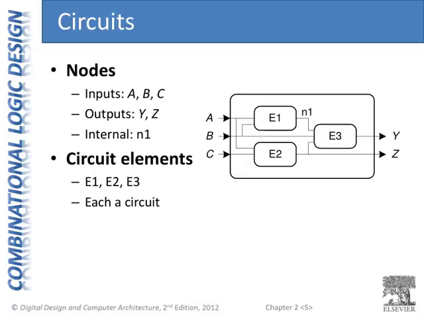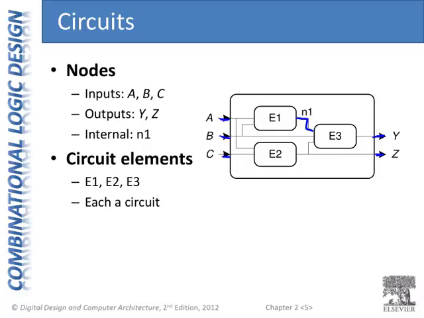Circuits are composed of nodes, which are signals. For example, A, B, and C are all nodes. They're input nodes, to be specific. The circuit also has output nodes, Y and Z. There are also some internal nodes, in this case N1. It's not an output or an input, but it is a specific signal or node.